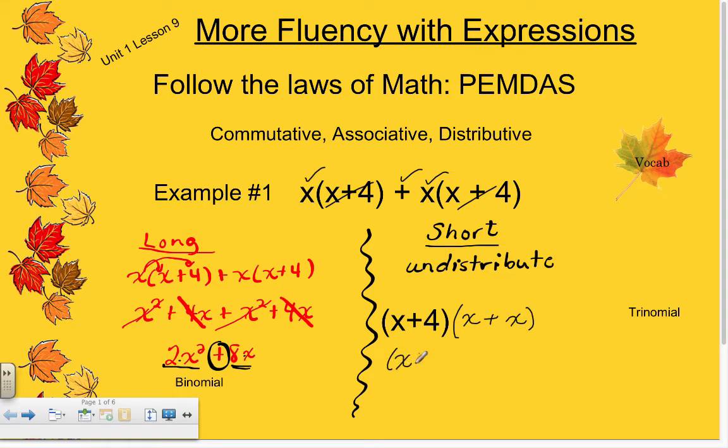Well then, I see I can do some combining. X plus x by associative, x plus x is 2x. And now look, I can pass out. X times 2x is 2x squared. 4 times 2x is 8x. Hey, that's the same answer that I got over here. This undistributing could be really cool if you really get the hang of it.